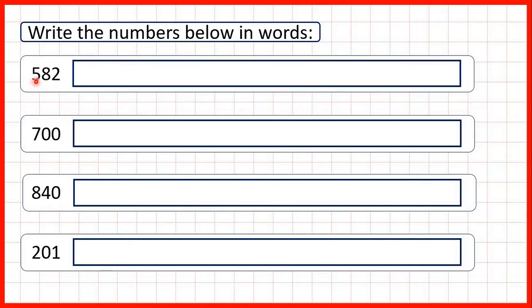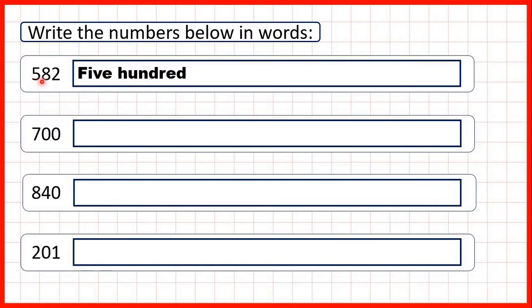So first we can see that we have a 5 as our hundreds digit, so we can write 500. Notice it's 500, not 500s. If I'm talking about the digit, I might say that we have 5 hundreds in this number, but when writing the number in words, we write 500.